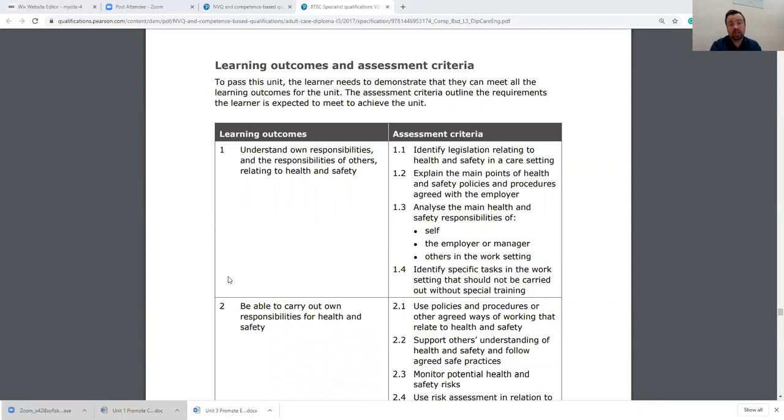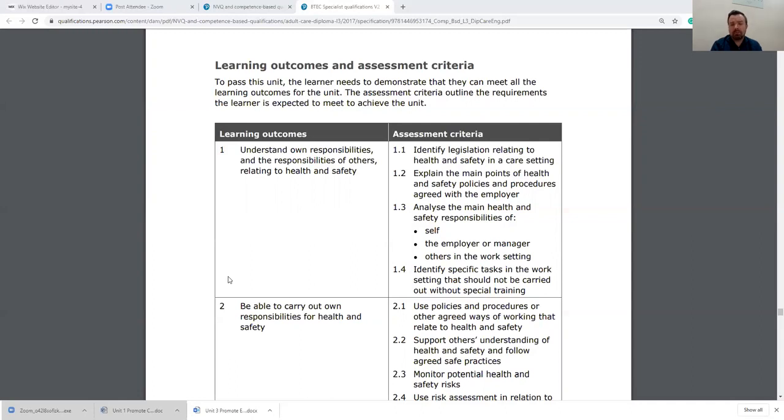So the first one is about understanding your own roles and responsibilities relating to health and safety. So you need to identify relevant legislation within health and safety in the care setting. So we know we've got the Health and Safety at Work Act 1974, we've got the Welfare at Work Acts, we've got moving and handling legislations, we've got COSHH, Control of Substances Hazardous to Health, and we have RIDDOR, Reporting of Injuries, Diseases and Dangerous Occurrences Regulations. Further down, you will see other lists of legislations that are relevant for you. Here, because it asks you to identify, you just need to list what they are.